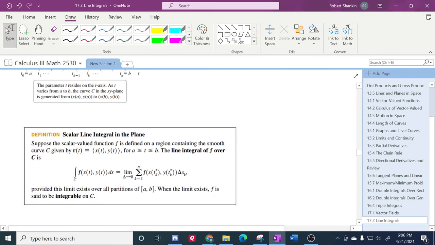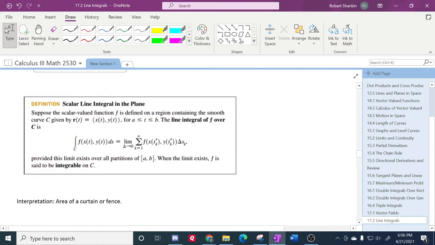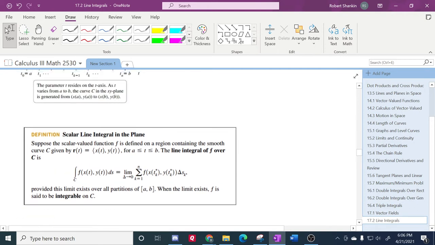Scalar line integral in the plane. Definition. Suppose the scalar function f is defined as a scalar valued function, so we only get a single output, that's z. It is defined in a region containing the smooth curve C, given by r of t is x of t, y of t. So we've parameterized x and y in terms of t, for t between a and b.